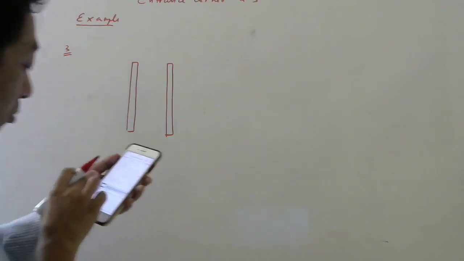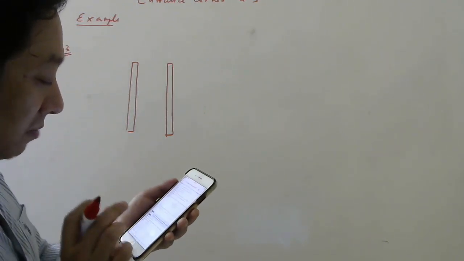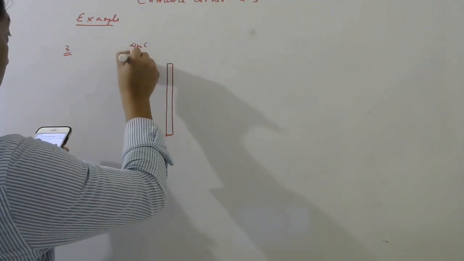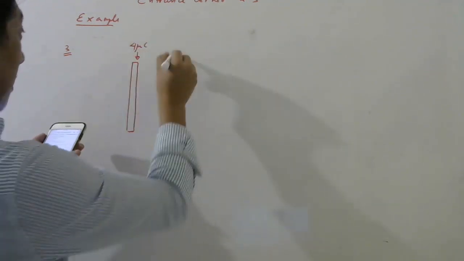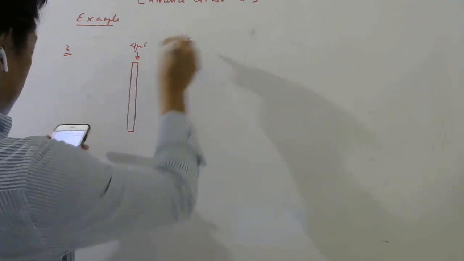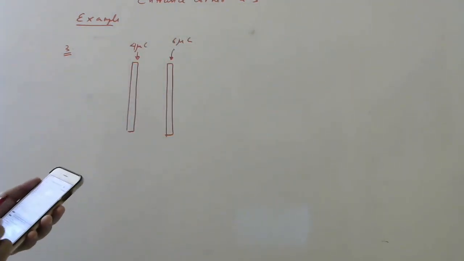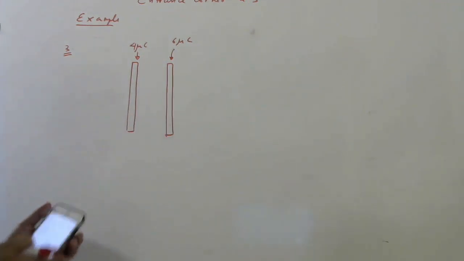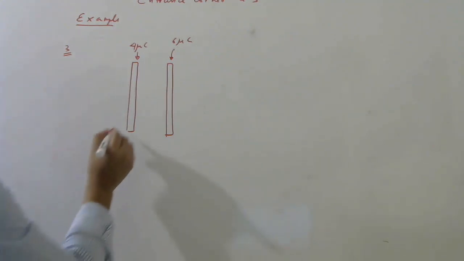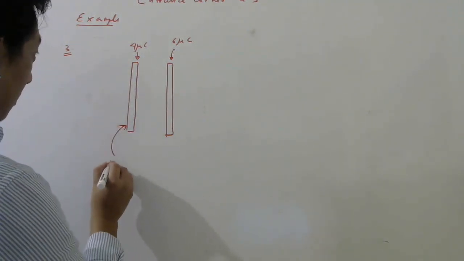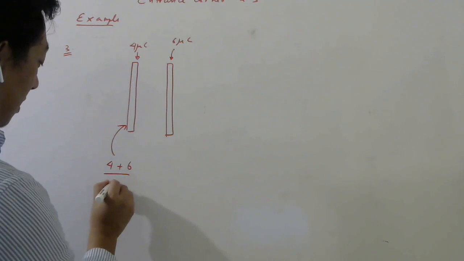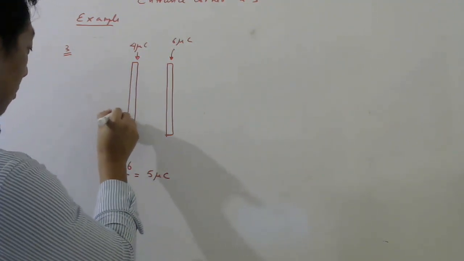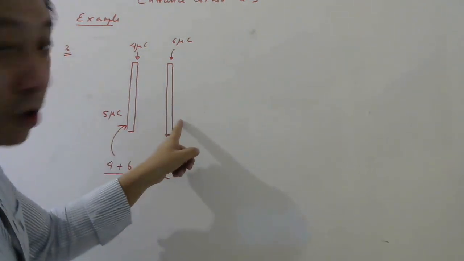Okay, listen carefully. Two metal plates are placed at some distance between them. Charges of 4 microcoulomb and 6 microcoulomb are given to the plates respectively. What is the charge on the outer faces of the two plates? So the rule was what I told. The charge here will be how much? Total charge divided by 2. So that will be 5 microcoulomb. So 5 microcoulomb here, and this will be automatically 5 microcoulomb.